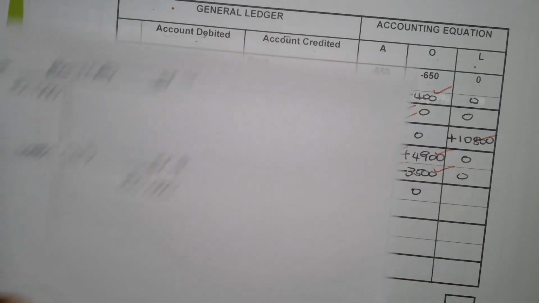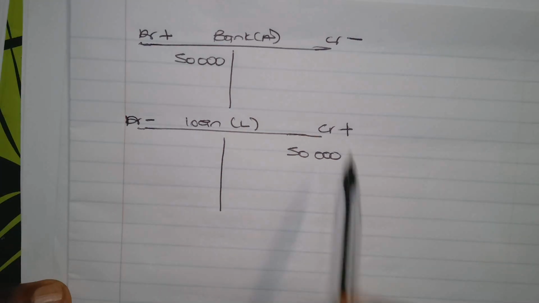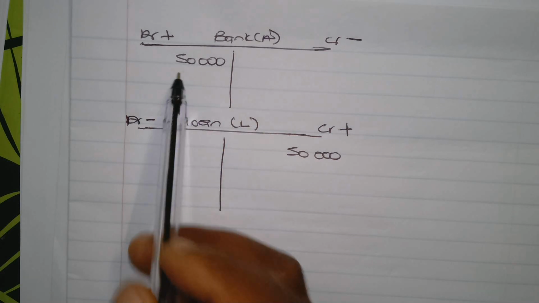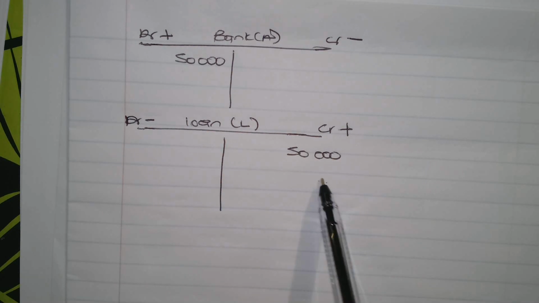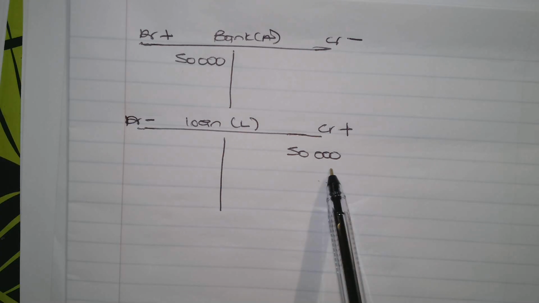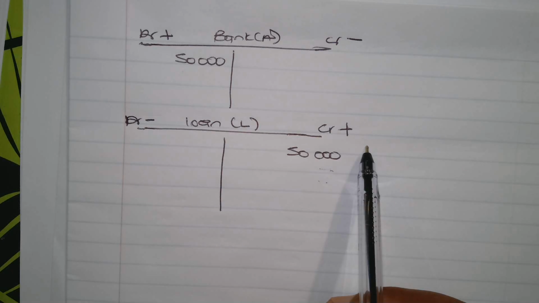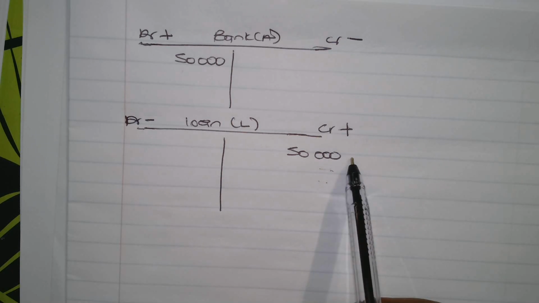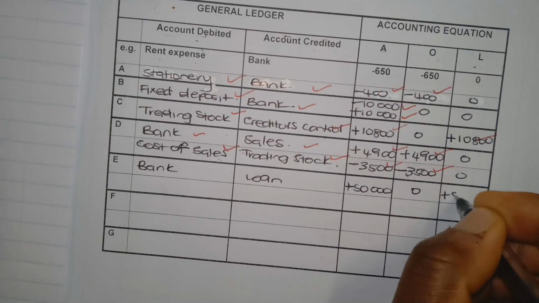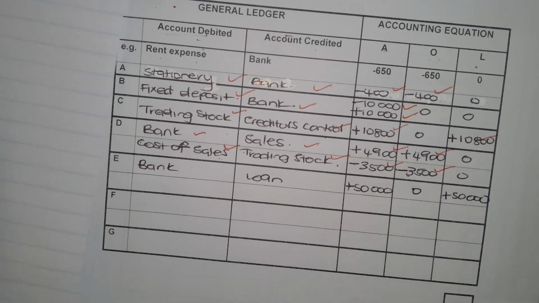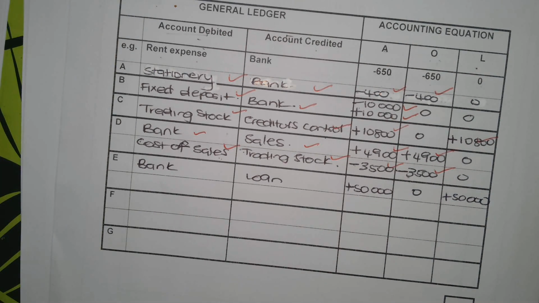But now we have acquired a loan. Can you see? Yes, we got money in our bank. It's a positive, and we now have incurred a what? We owe someone now. Do you understand? When we owe someone, at the back of our heads, we need to know that we have a liability that is worth 50,000, right? So we need to record that as a positive. There we go. So everything is done.